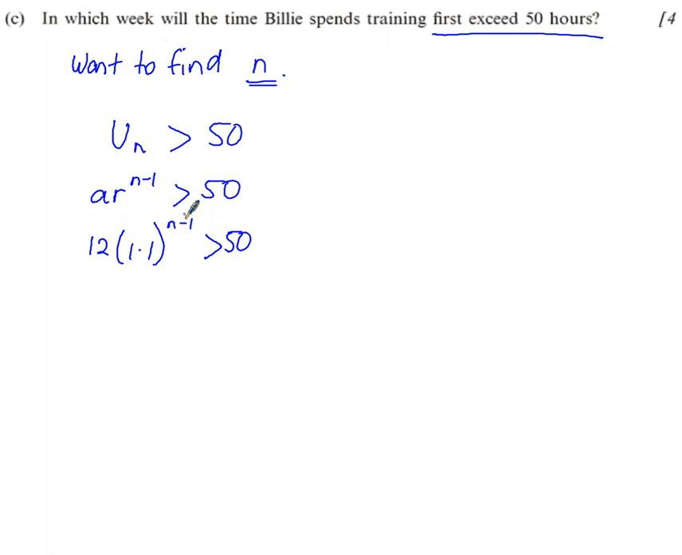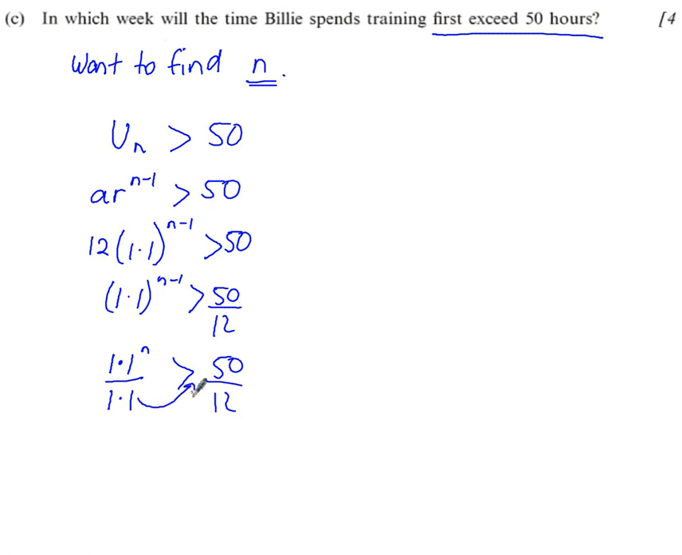Let's just neaten this up a little bit. I'm going to get rid of the 12, divide both sides by 12. So I've got 1.1 to the n minus 1 is greater than 50 over 12. Notice I'm not going to get a value, I'll just leave it at that. Now I'm going to play with my exponents for a little bit. You don't have to, but I'm just showing you one way to go about it. That's 1.1 to the n divided by 1.1, isn't it? When you're subtracting exponents, that means you are dividing. It's greater than 50 over 12. So I'm going to shift that up there. So I've got 1.1 to the n is greater than 50 times 1.1, which is 55 over 12.